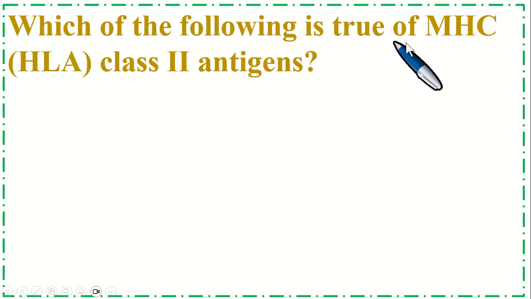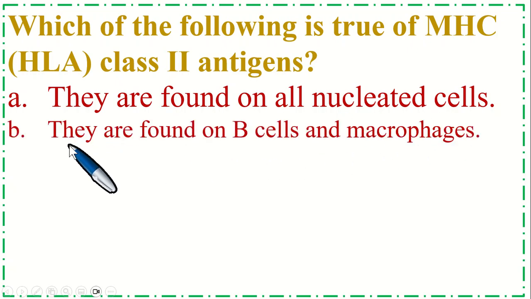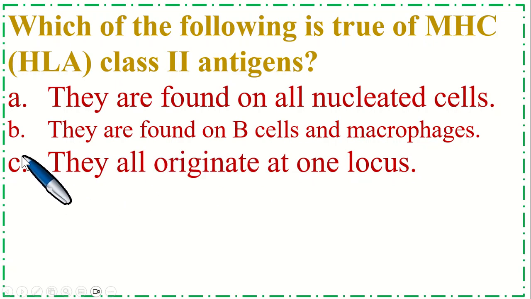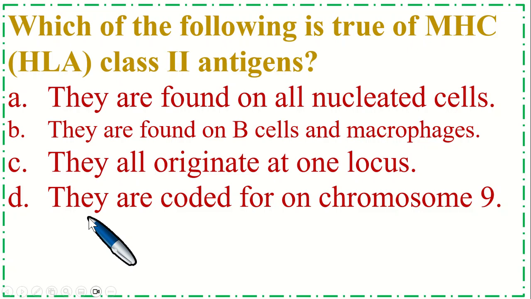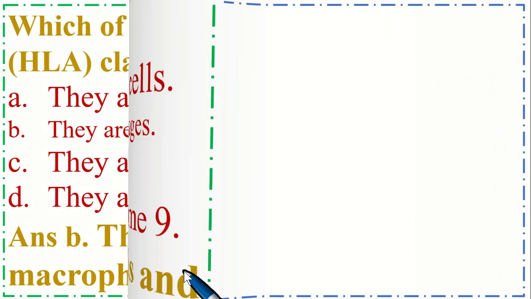Which of the following is true of MHC HLA class 2 antigens? Option A, they are found on all nucleated cells. B, they are found on B cells and macrophages. C, they all originate at one locus. And option D, they are coded for on chromosome 9. So the correct option is B, they are found on B cells and macrophages.